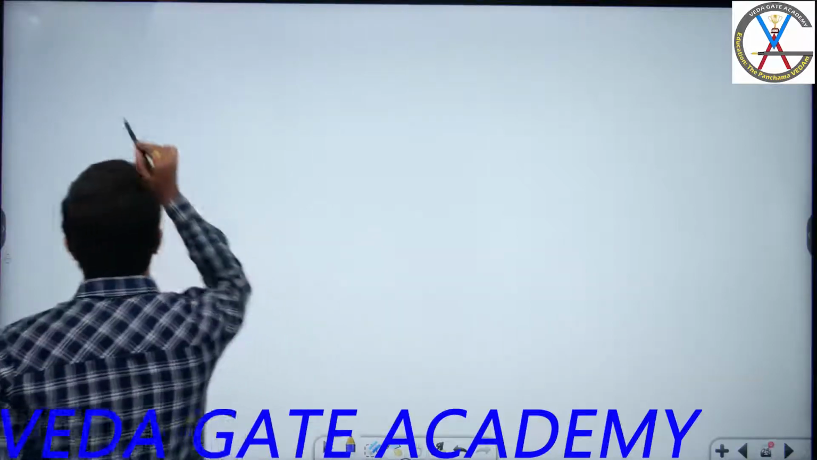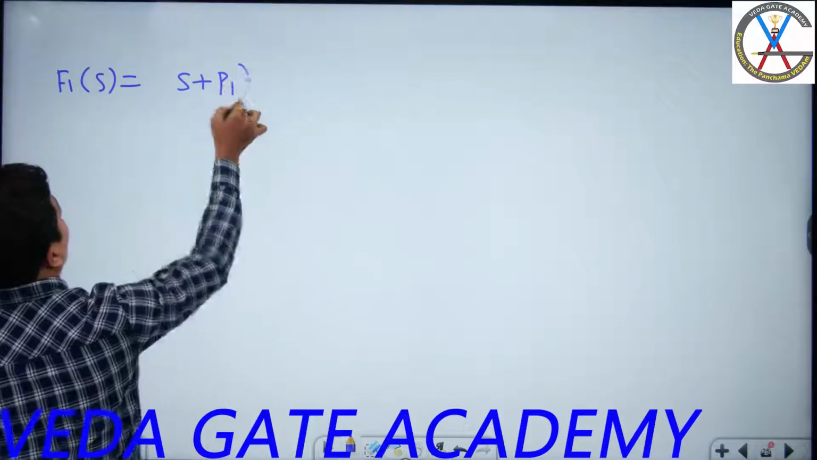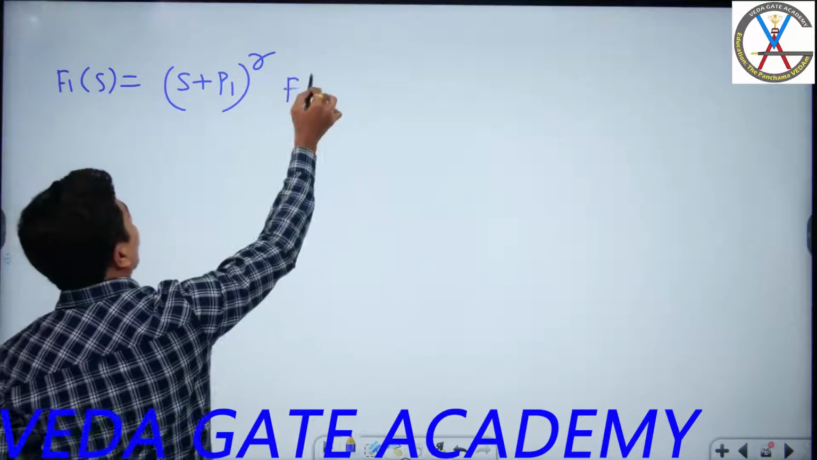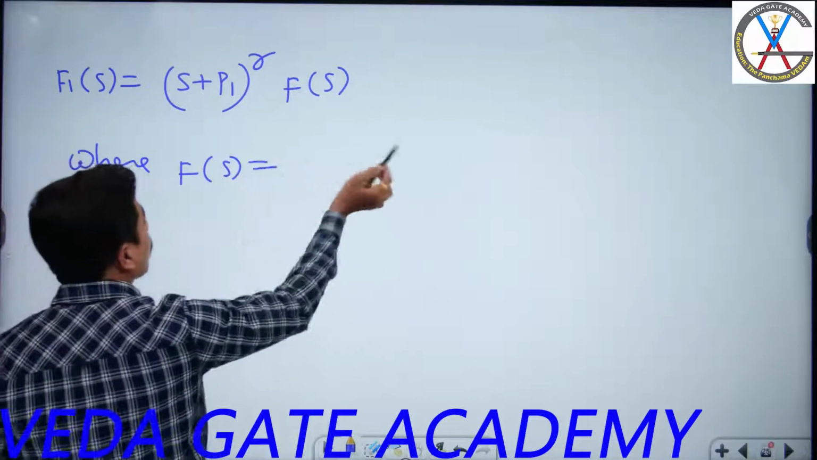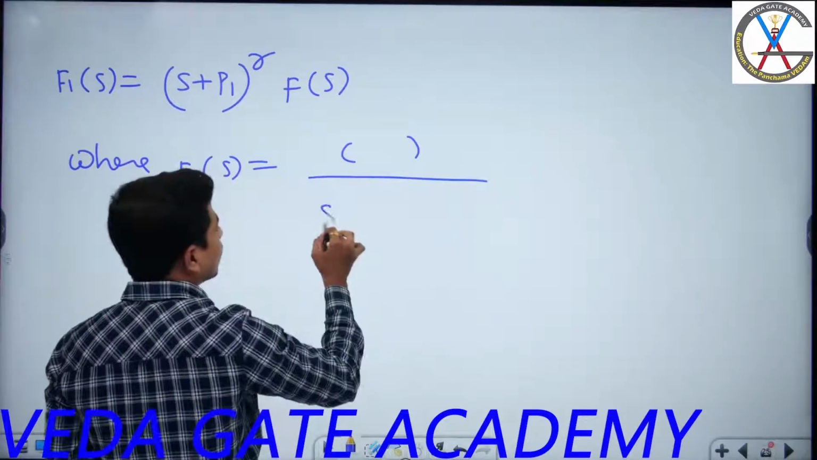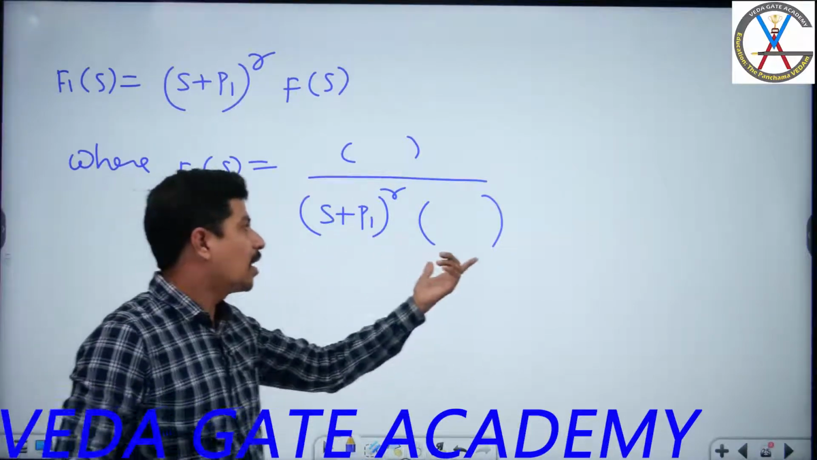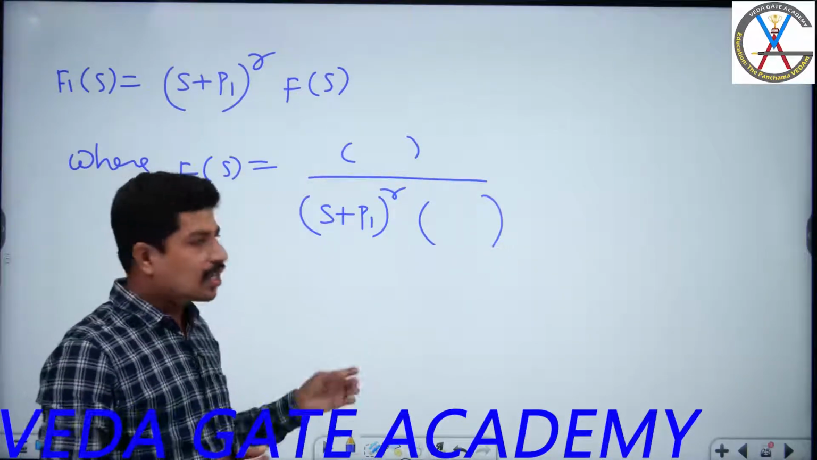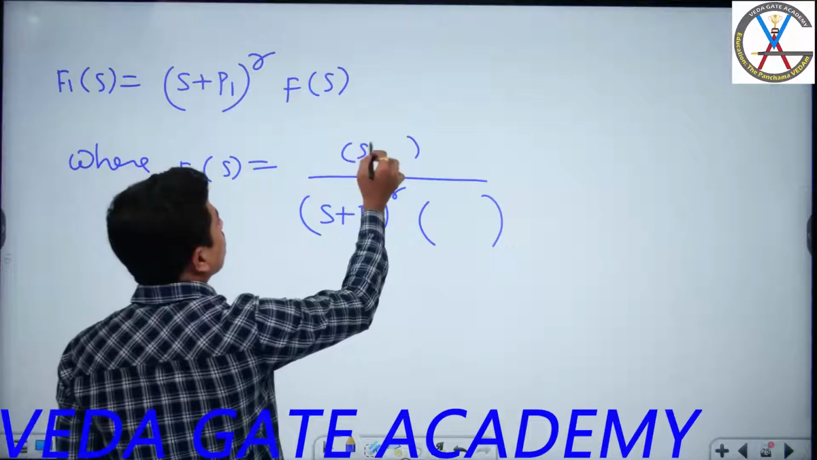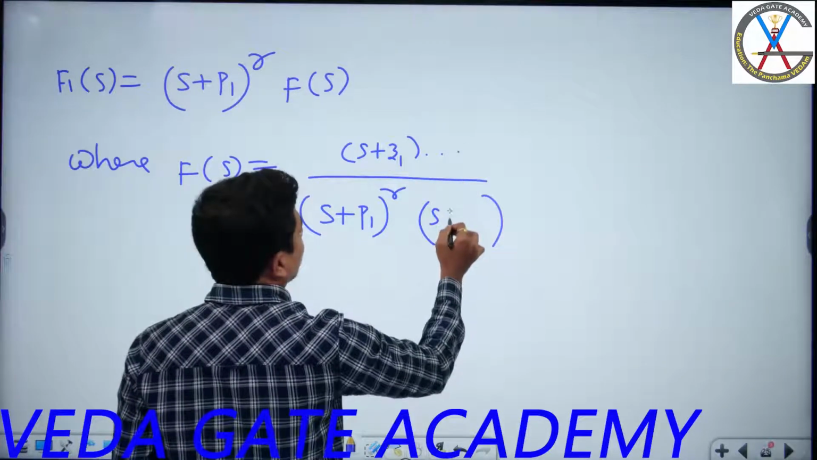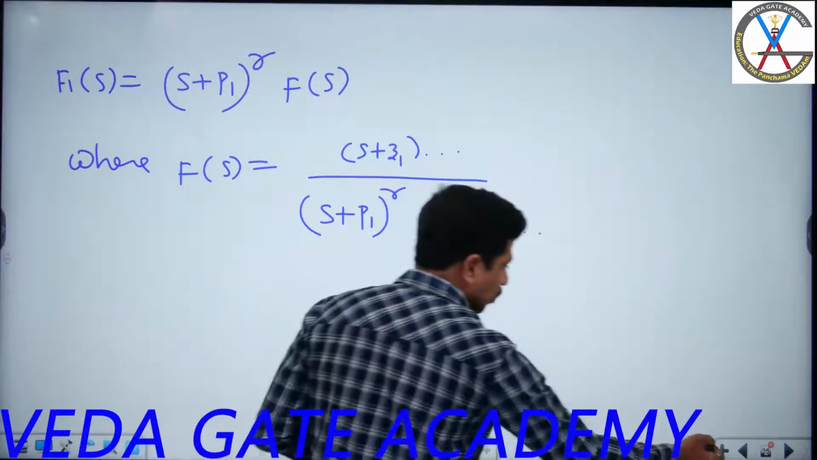F1 of s is equal to (s plus p1) whole power r into f of s, where let me define f of s also. F of s is equal to the numerator by (s plus p1) whole power r into the denominator, which is not having any repeated factor. If that also has a repeated factor, that is another problem. So here (s plus z1) and so on by (s plus p2) and so on. Now let's find k1 and k2.